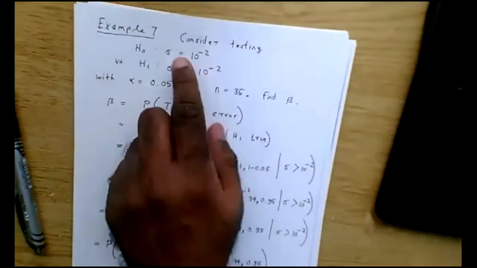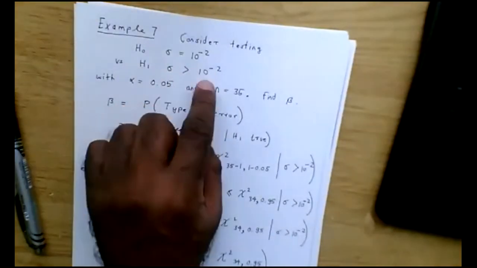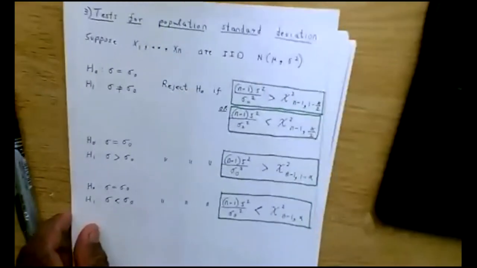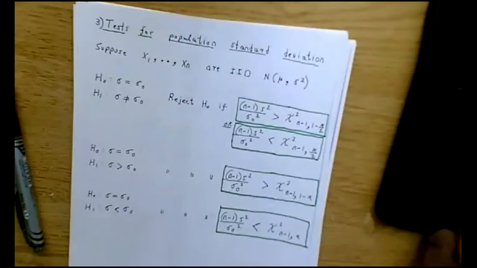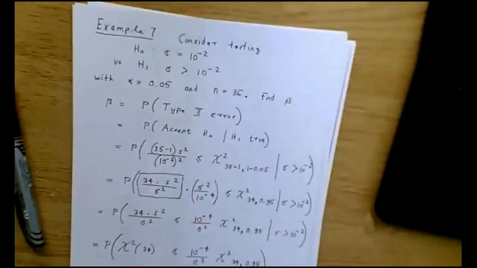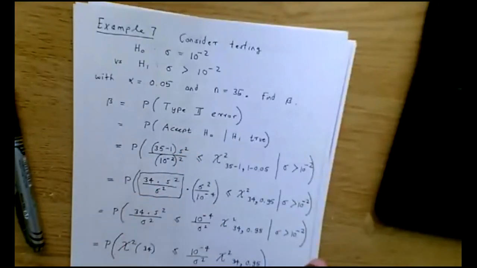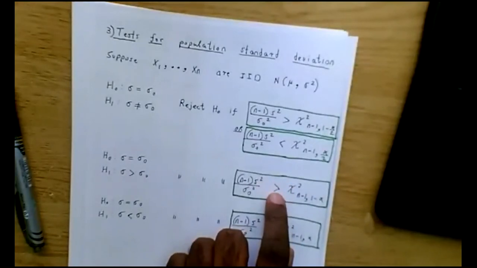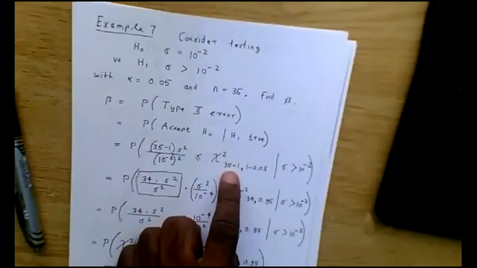The formula, this is testing for the population standard deviation, right? And if you're looking for something like this, the rejection rule is this. This is the rejection rule when you're testing for sigma equal to something versus sigma greater than something. So this is the rejection rule that you should be using, all right? So hence, the probability of accepting, which is the opposite of rejecting, should be, instead of being greater than, less than or equal to, right? So this is the rule for rejection. And so the probability of acceptance will be less than or equal to, right? That's what you have here, right?